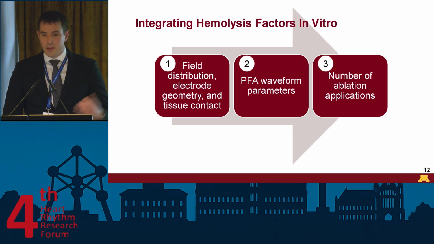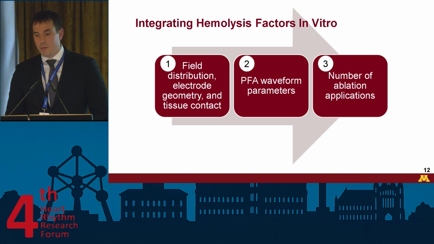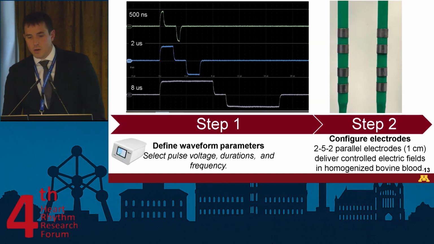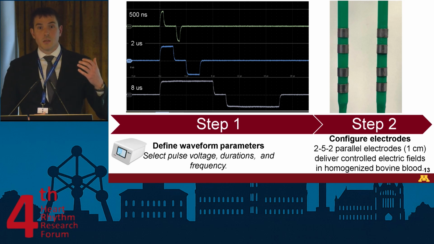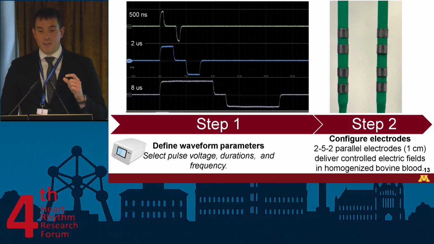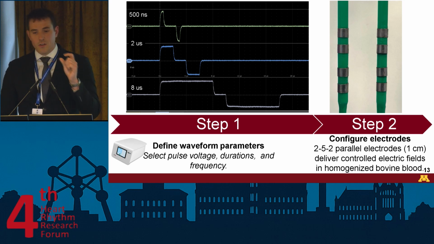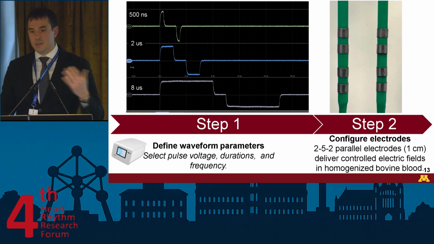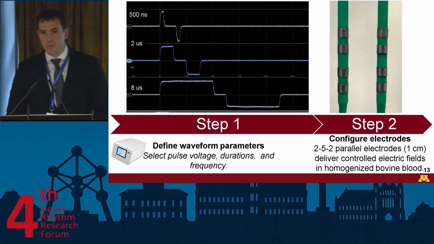So integrating the three hemolysis factors that I mentioned, the field distribution, electrogeometry, and tissue contact, the PFA waveform parameters, and number of applications, in collaboration with the Visible Heart Laboratory and Medtronic, utilizing the LPOR system, we came up with 3 different waveforms to study. We went all the way down to 500 nanosecond pulse widths for these biphasic waveforms. So there's 500 nanoseconds and 500 nanoseconds, and then 2 microseconds and 8 microseconds. We chose this because they're 4 times separated, so we can visualize the difference between these.